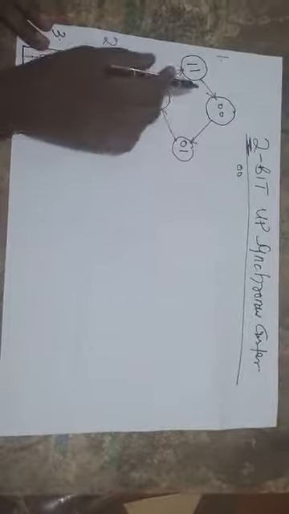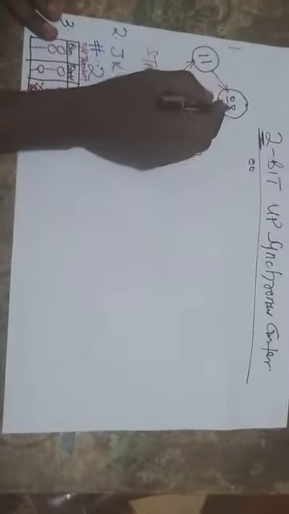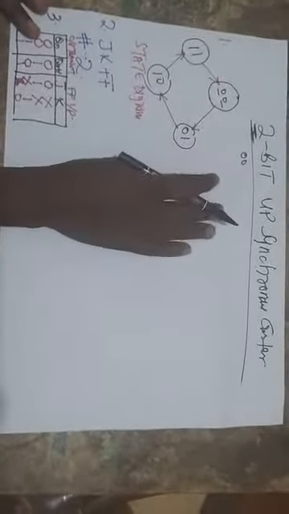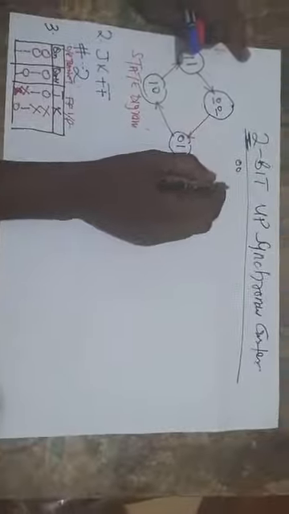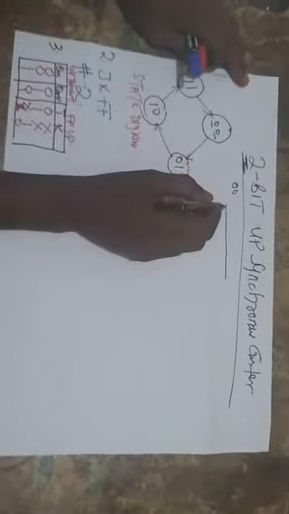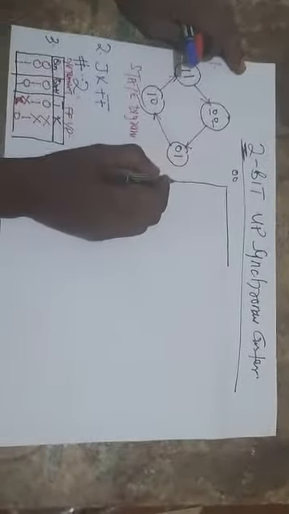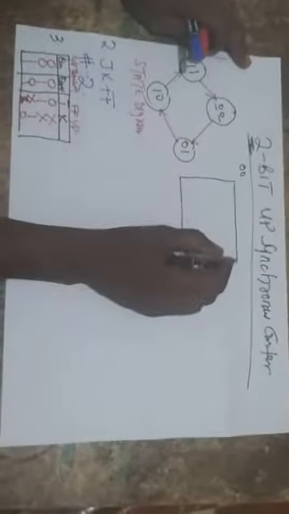Now, here is the state diagram 0 0, 0 1, and so on back to 0 0. We are going to use 2 flip-flops. So this is the MSB, this is the LSB, right? So I'm going to develop the circuit excitation table. Let's do it together.